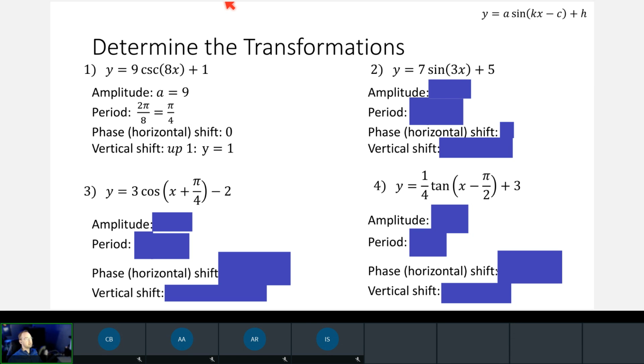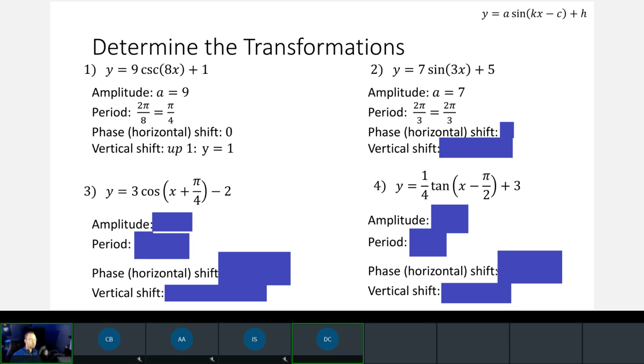All right, Danica, on mic, go ahead and tell me what your amplitude is. The amplitude is 7. Nice job. For the period, I got 2 pi over 3, and I put it in the calculator, but it didn't keep it in like where pi is in the numerator, so I left it like that.